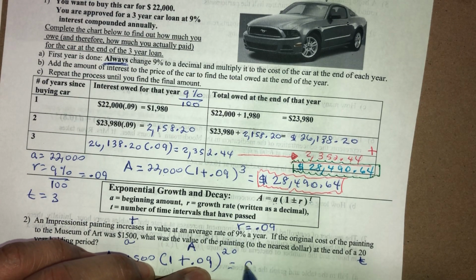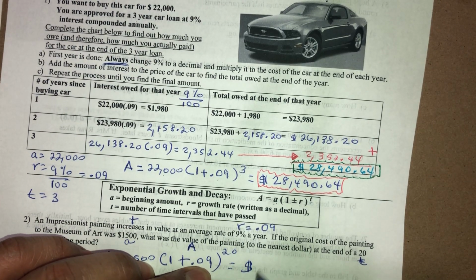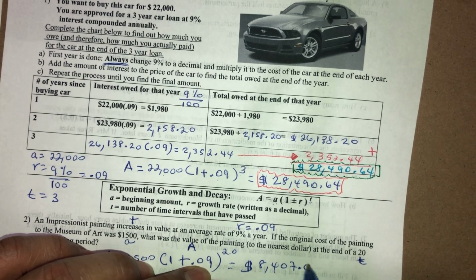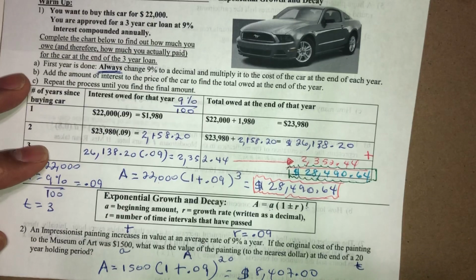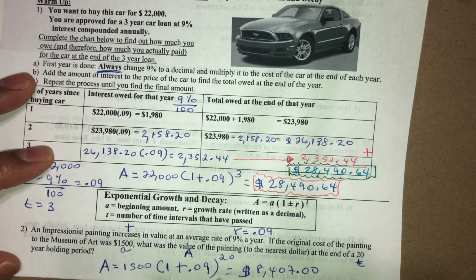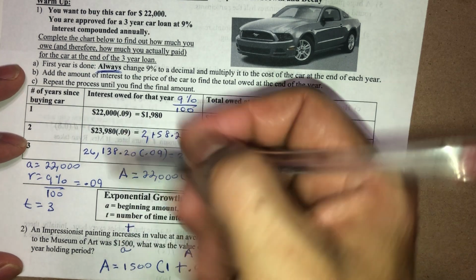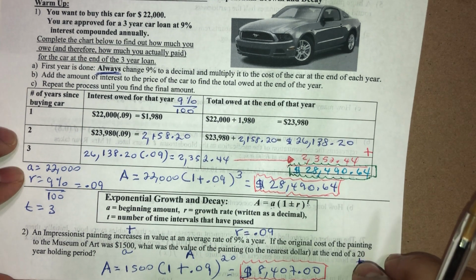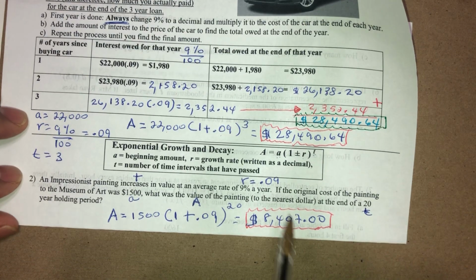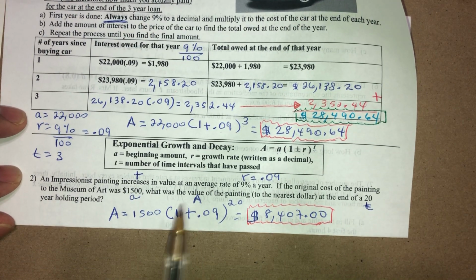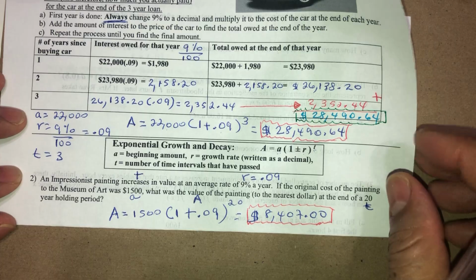So the answer should be $8,407. That's how much the painting is going to cost, okay? So that's my answer. I did it in one step rather than doing it in 20 steps, right? So let's continue, let's move on. That was the one, just put that in the calculator. Remember, you're not graphing, just evaluating.